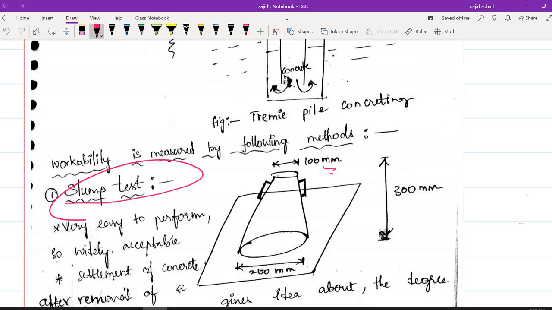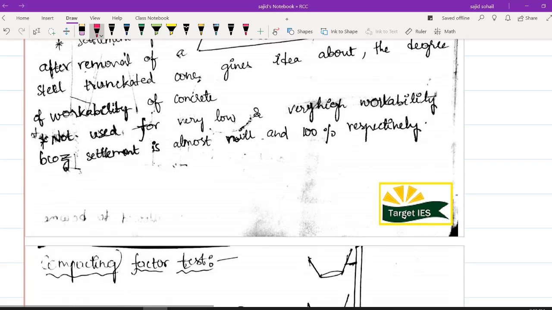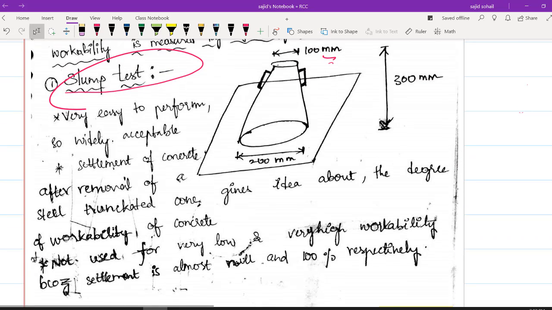If the slump is less, that means it is a very rigid concrete, workability is very less, the ease with which it can move is very less, that's why it is in a fixed position. So that was about your slump test.